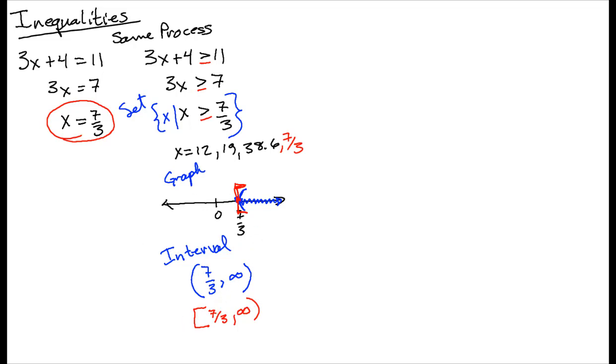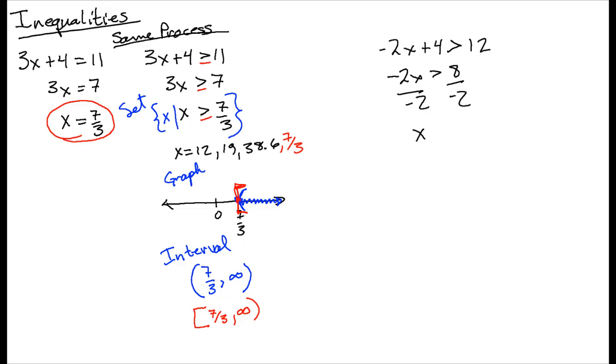Let's try a problem over here. Okay, here we have one. Negative 2x plus 4 is bigger than 12. We do the exact same process as what we did before. Subtract 4, you get negative 2x is bigger than 8, and then we divide by a negative 2. Now we have to stop right now because this is where the inequalities have an unusual thing happen to them.